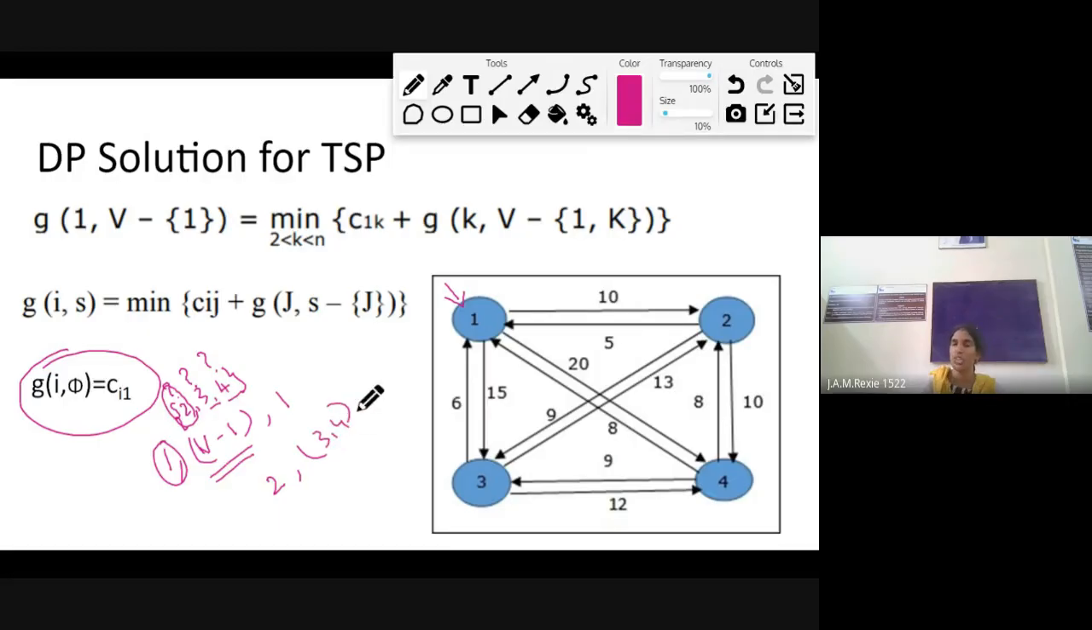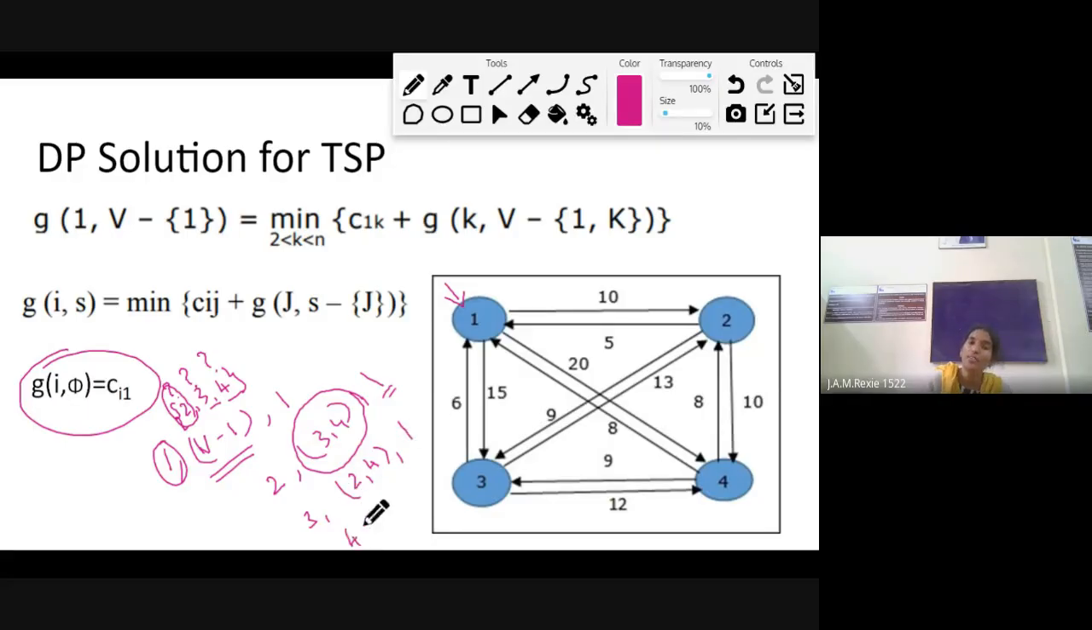That I have to check. Right? So after this, again I have to reach back to 1. After visiting this 3 and 4, I have to go back to 1. Similarly, if I start from 3, I have to go through 2 and 4 some way, and again I have to reach back to 1.